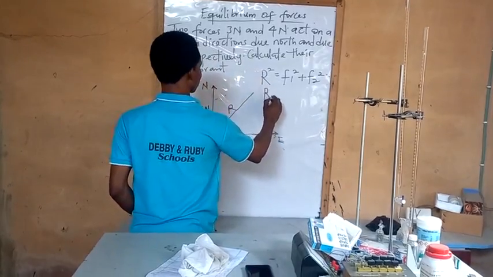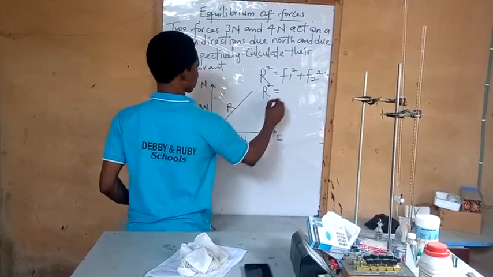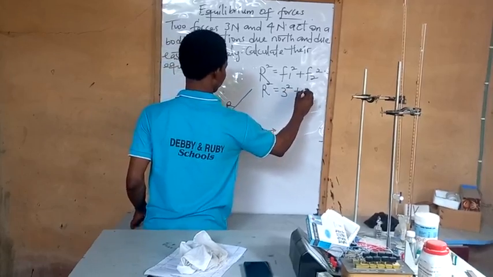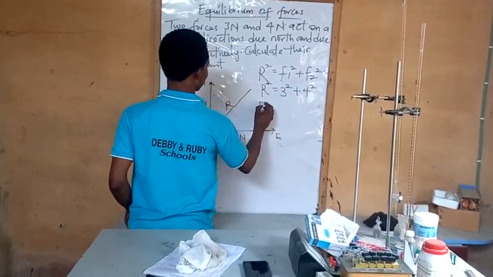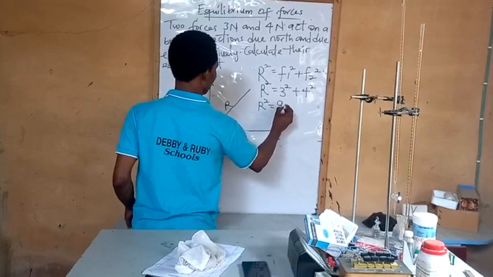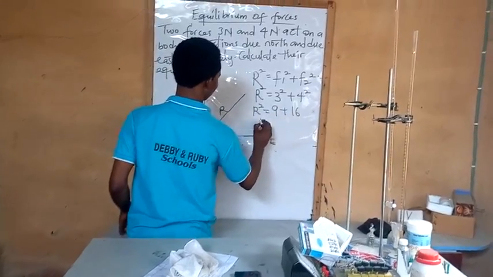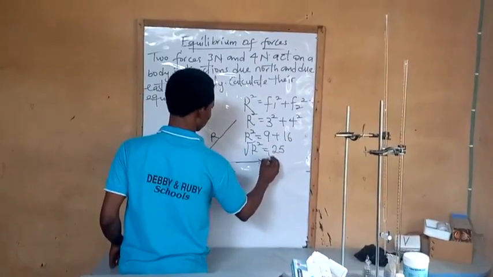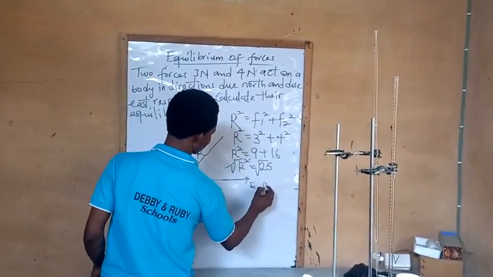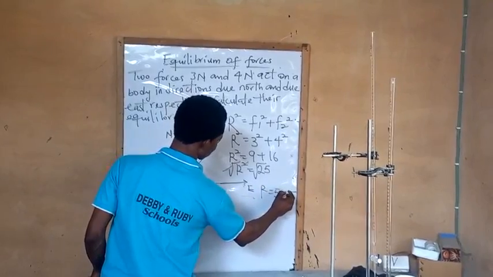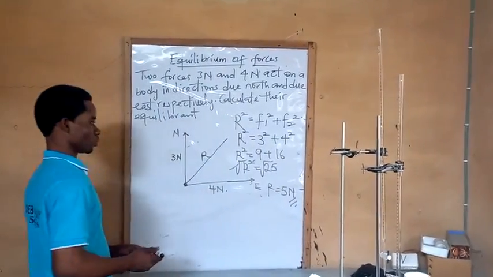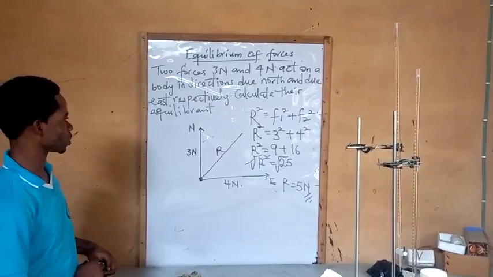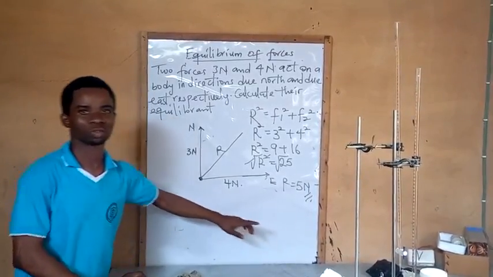So the resultant is 3 squared plus 4 squared. 3 squared is 9, plus 16, that's 25. The square root of 25 is 5 Newton. The resultant is 5 Newton.